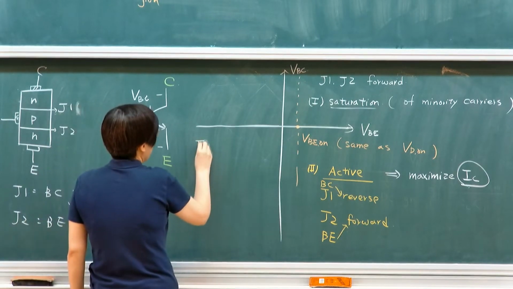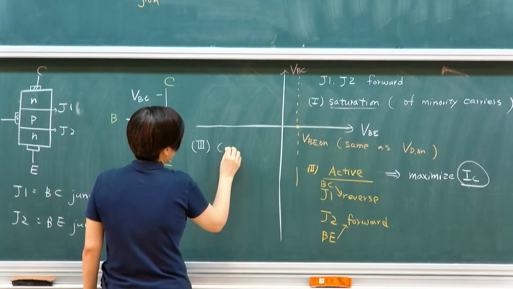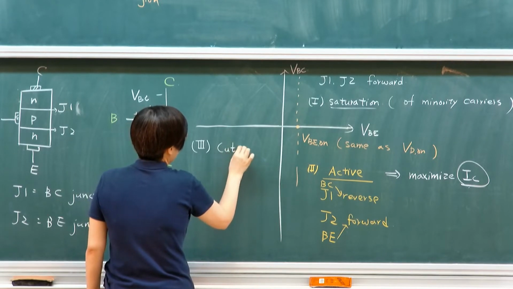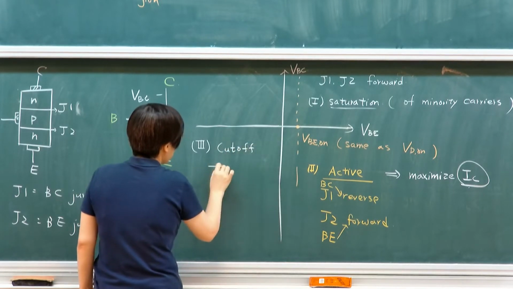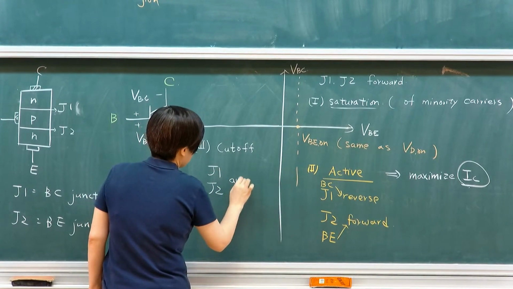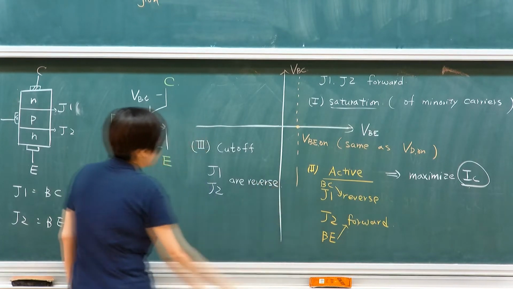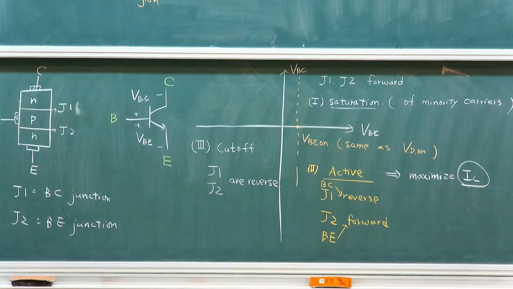And the third part is actually very easy. The third part is off. Call it cutoff, because both junctions are reverse biased. In reverse, you only need to deal with leakage current. You don't actually consider that. It's all off. Both of them are off.